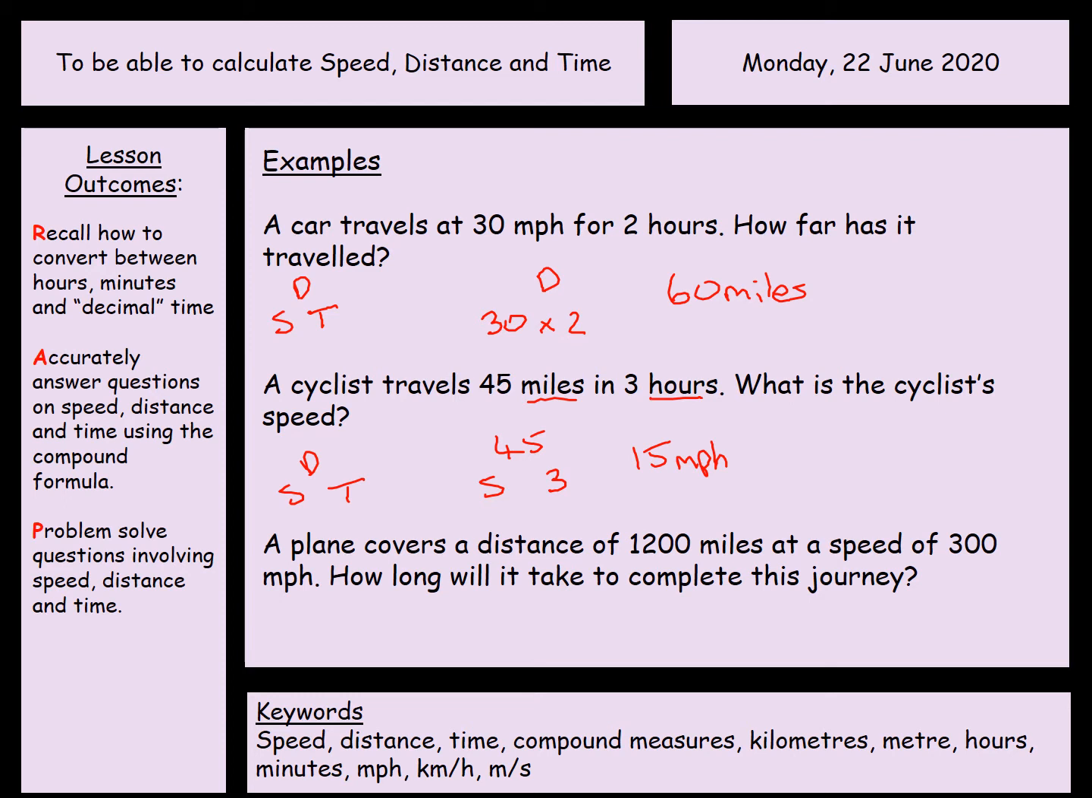And then the last one, we've got speed, distance, time. We've got a distance of 1,200. We've got our speed of 300. So divided by 300 gives us an answer of 4, and that is 4 hours.